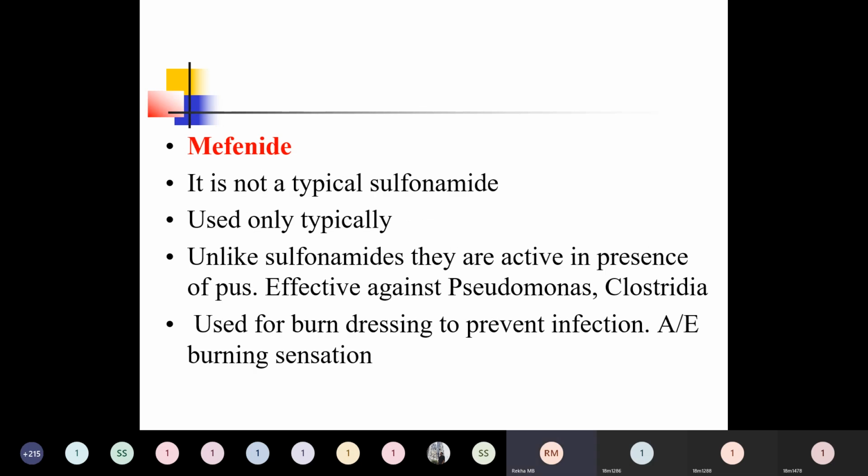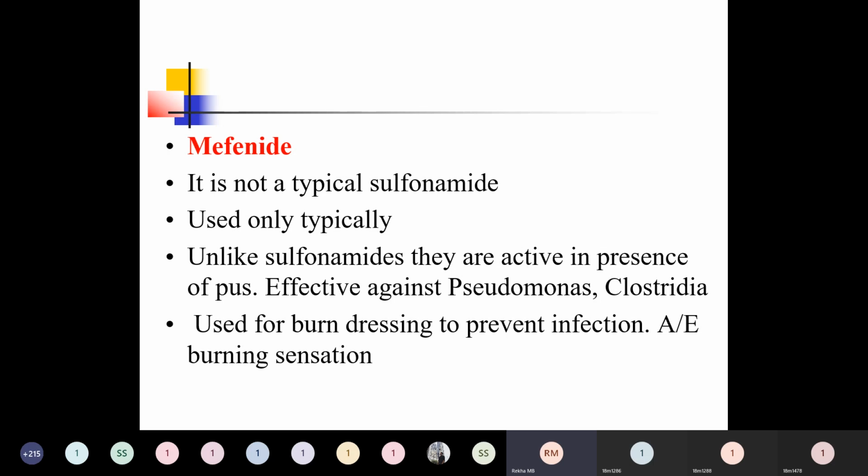The next topically used drug is Mafenide. It is not a typical sulfonamide because its structure differs. It is used only topically, and compared to sulfonamide, Mafenide has two advantages. One is it is active even in the presence of pus. Second, it is effective against Pseudomonas and Clostridia. Therefore, Mafenide is used topically in case of burn dressing to prevent infection.